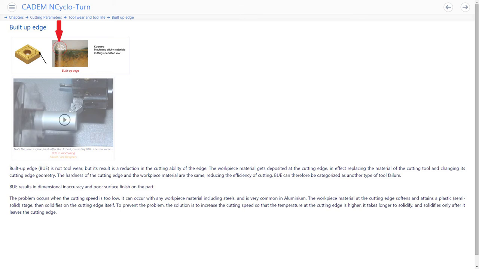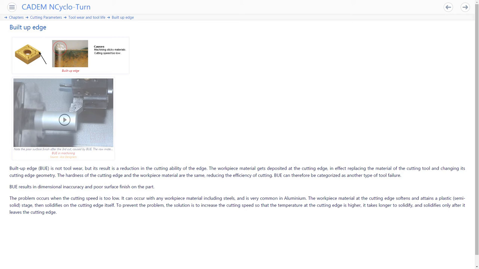Built-up edge is the deposition of workpiece material on the cutting edge of the tool. It is not actually tool wear, but its effects are the same as tool wear. The deposited workpiece material becomes the cutting edge. So the cutting forces become high and dimensional accuracy and surface finish are poor.